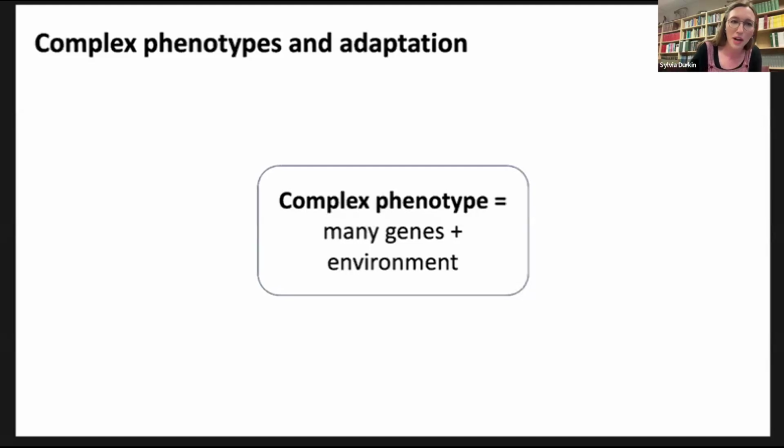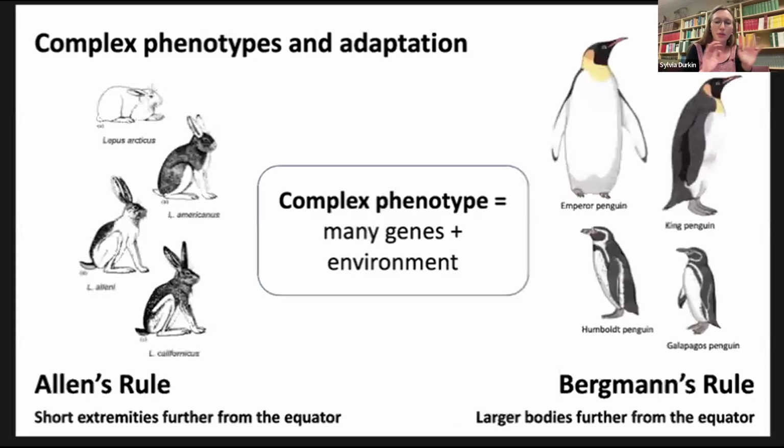And for the purposes of what I study, complex phenotypes are often involved in environmental adaptation, with examples such as Allen's and Bergmann's rule, which are the traits that I focus on. So, this is where animals that are further from the equator have larger bodies as well as shorter extremities, such as ears, limbs, and tails. And these ecogeographic rules are very widespread and they appear across many vertebrate species.